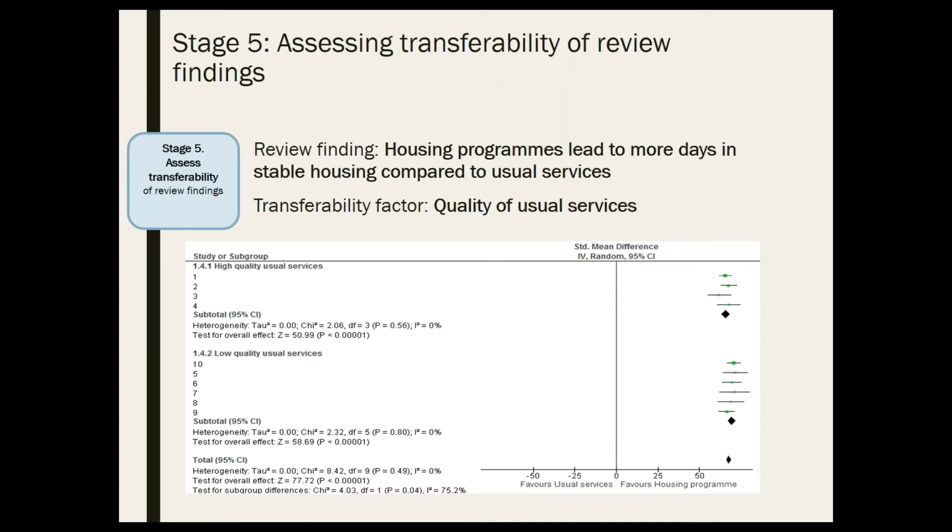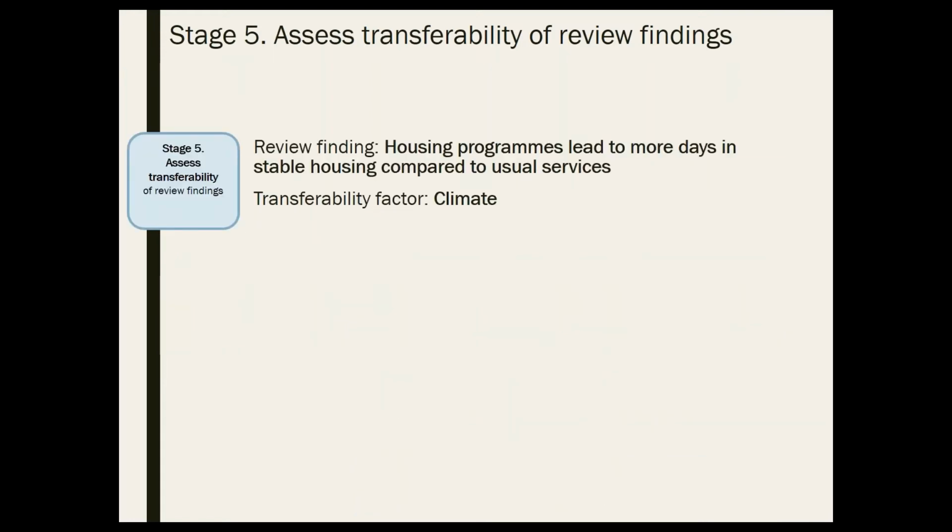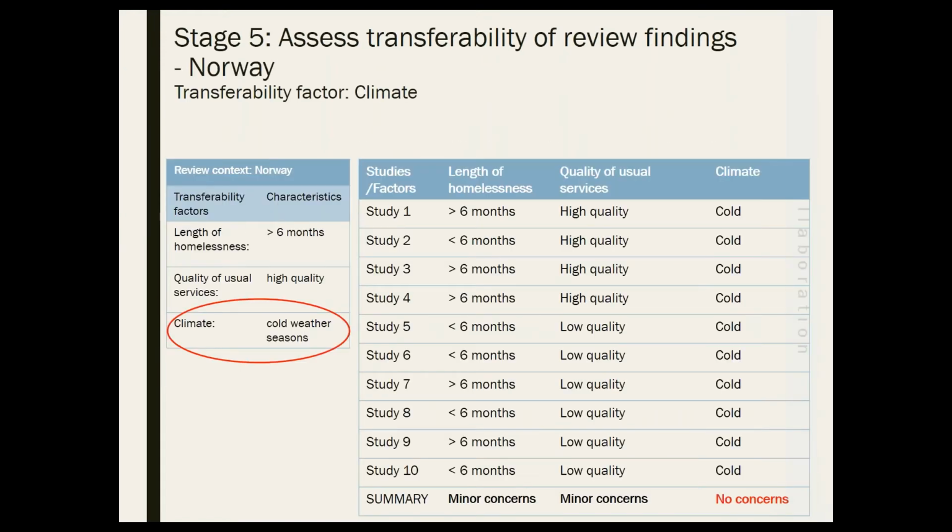For the quality of usual services, we see something similar, that there is a slight but significant difference between studies where they have a high quality usual services compared to studies where they have low quality usual services. In the Norwegian context, this again would give us minor concerns. We had minor concerns that studies coming from low quality usual service contexts would be transferable to the Norwegian context. And we might expect that the overall review finding might be slightly less, for example, in Norway than it is in a different context. However, we see all those studies came from cold climates, so we have no concerns there.